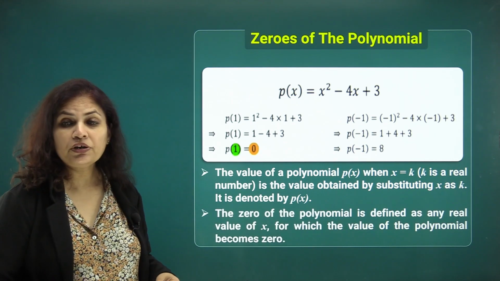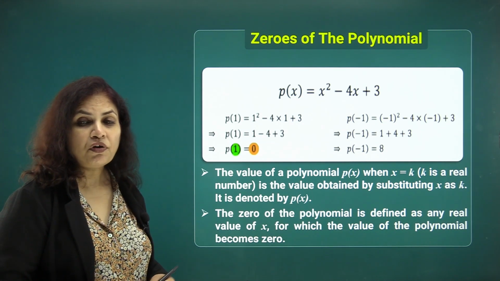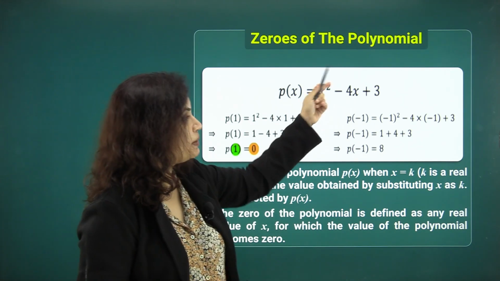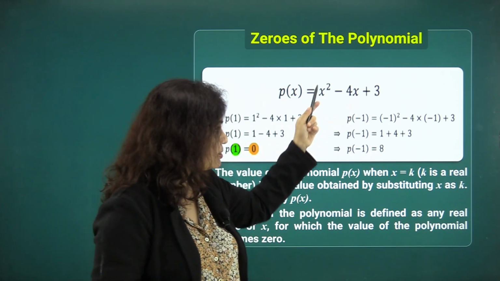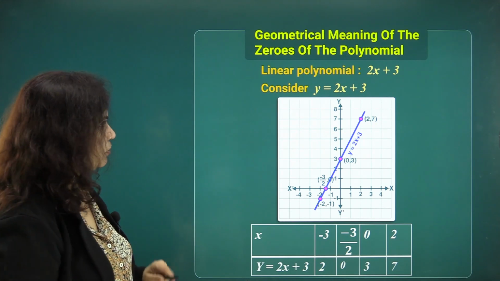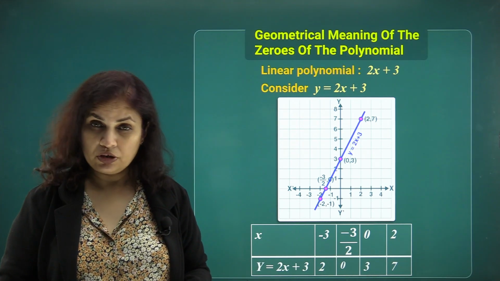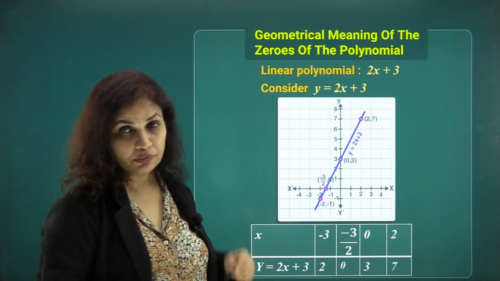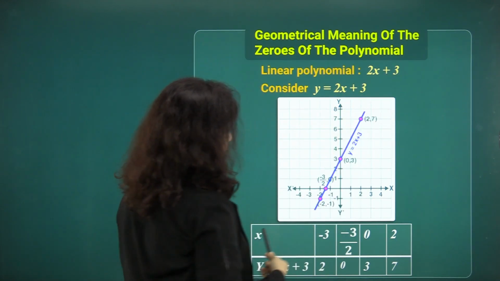The 0 of the polynomial is defined as any real value of x for which the value of the polynomial becomes 0. When this expression becomes 0, that particular value of x for which this expression becomes 0 is the 0 of the polynomial. Coming to the geometrical interpretation of the polynomial. Starting with a linear polynomial of the form ax plus b, and here the example is 2x plus 3.